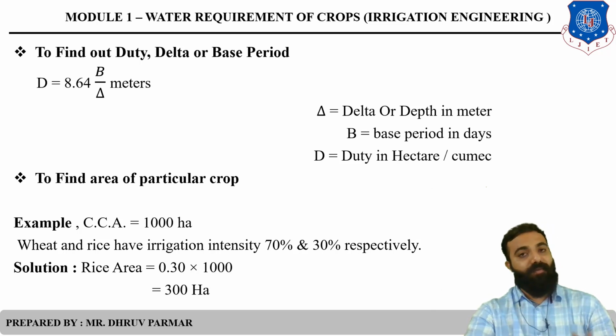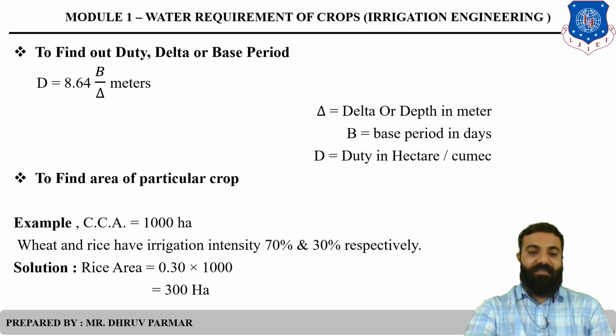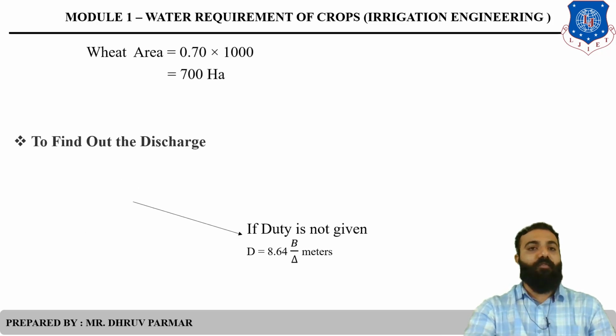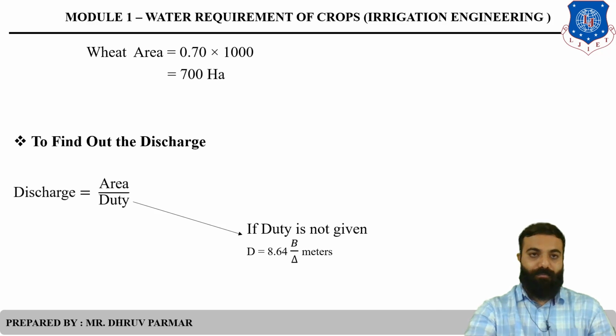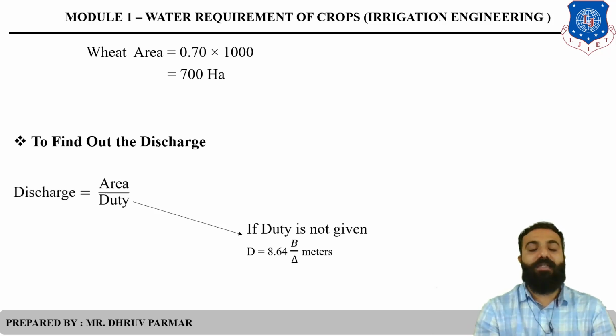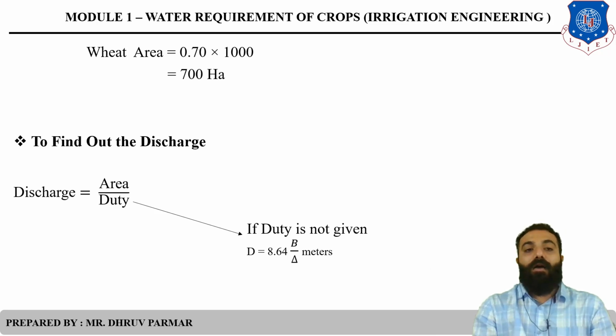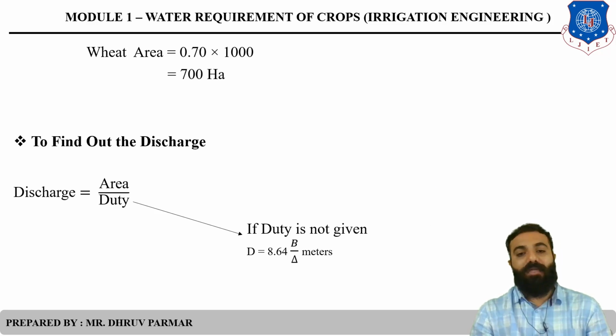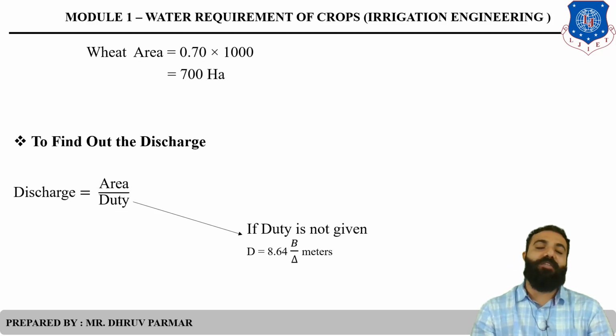We already solved that example when we discussed the theory, and for wheat you know the same method. To find discharge, the formula of discharge equals area upon duty. Otherwise, the formula of duty is area upon discharge. In some examples they ask for discharge. How can you find it? Area is either already given, or area is not given but intensity is given, so you can find the area from the intensity and the CCA. And when duty is not given, you know the formula of duty equals 8.64 B by delta.